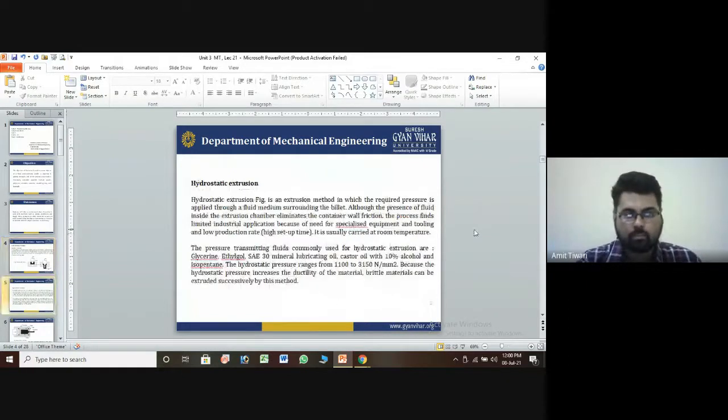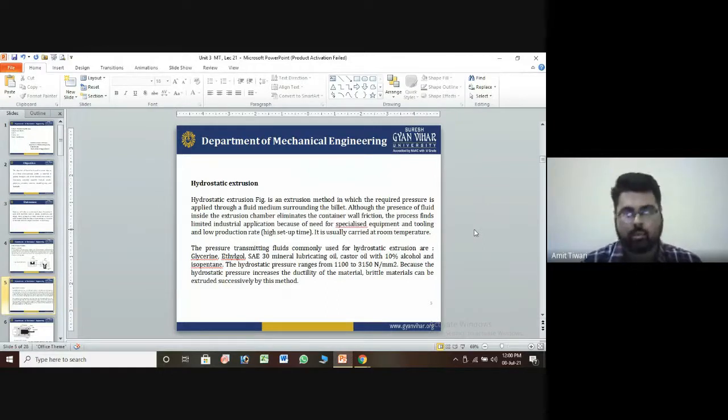Next is hydrostatic extrusion. I will show the figure on the next slide. It is an extrusion method in which the required pressure is applied through a fluid medium surrounding the billet. So basically, in the surrounding of the billet, the required pressure is applied by the extrusion method.